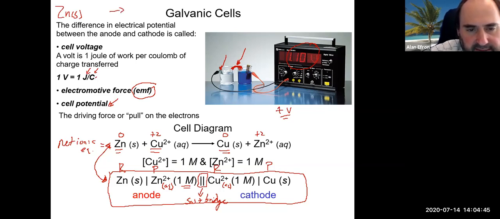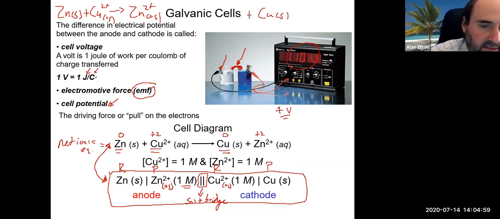This zinc came second, so that's a product. This copper came first, so that's a reactant. This copper came second, so that's a product. So you can rebuild this reaction or equation from the cell diagram or go the other way. So you do need to be able to write a cell diagram. You need to be able to take a cell diagram and turn it into an equation. Any questions on how to do that?